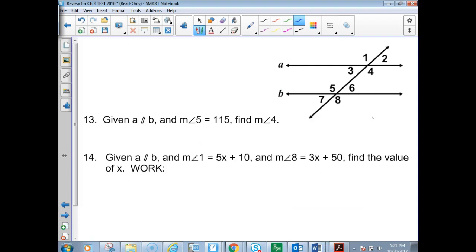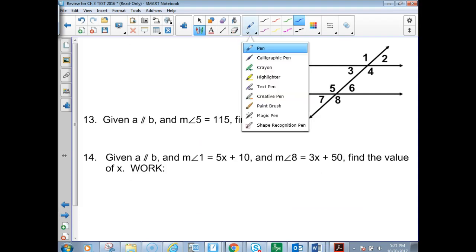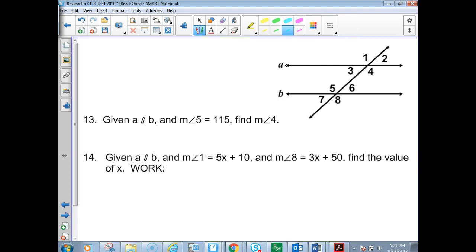Oh, 13. Given A is parallel to B. So now we're told that A and B are parallel. Find the measure of angle 4 if the measure of angle 5 is 115. Well, 5 and 4, I'll highlight these, are made by a kind of S, if you will, backwards. They are congruent because they're alternate interiors, so angle 4 is 115.